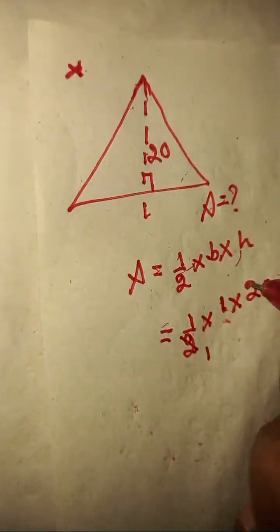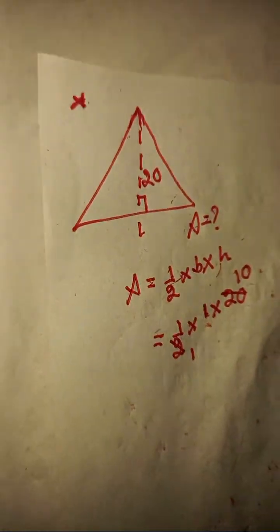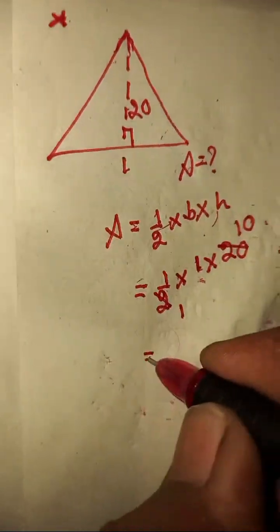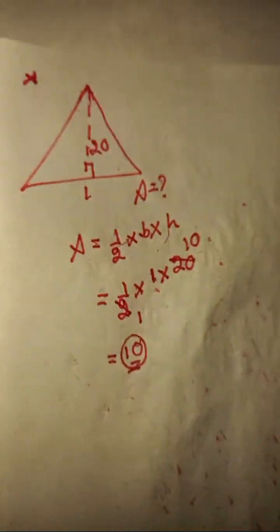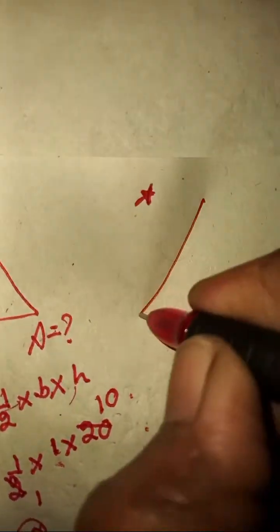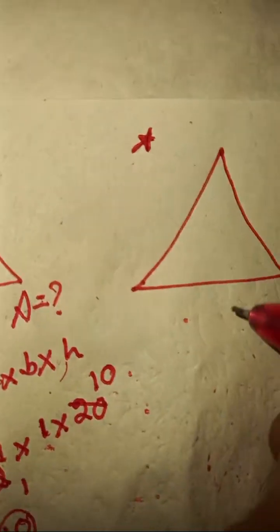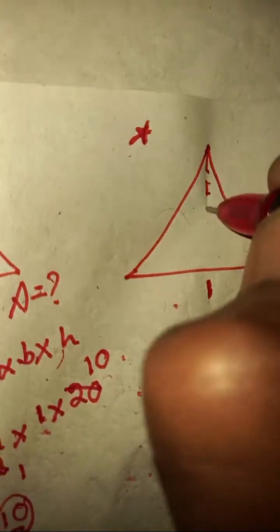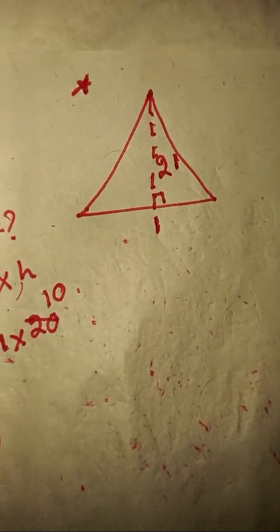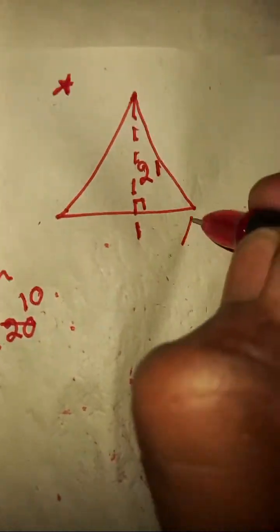Now you can divide: 2 1 times, 2 10 times is 20. 1 times 1 times 10 remains as 10 square units. Let's take one more triangle. In this triangle, they have given base as 1 units and the perpendicular height as 21 units. And you're going to get what's the area.